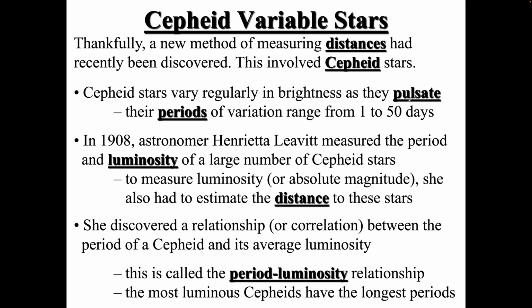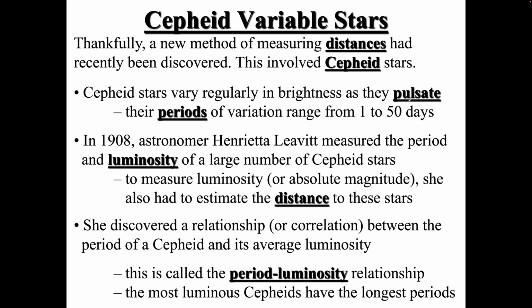Now, she had an amazing discovery. She discovered that there is a relationship between the period of a Cepheid star and its average luminosity. We gave a special name for this: the period-luminosity relationship. This is one of the very important relationships that you will come across when you learn astronomy, because it is very important for measuring distances.